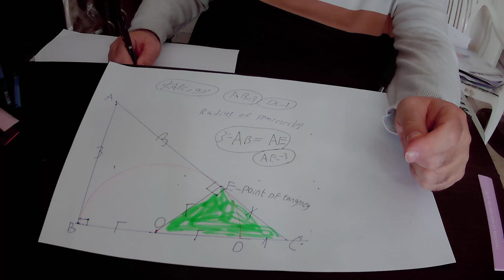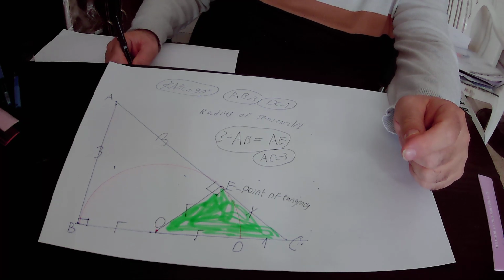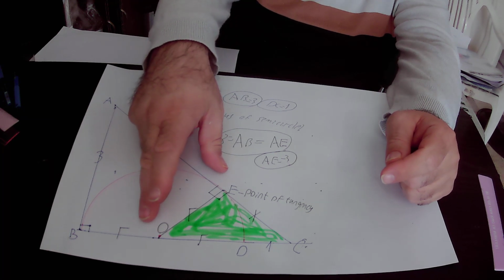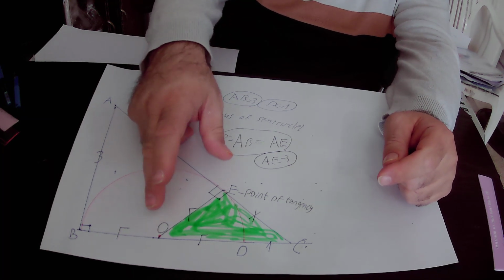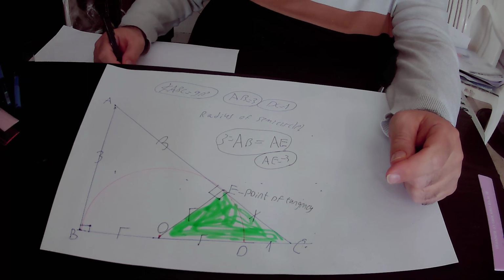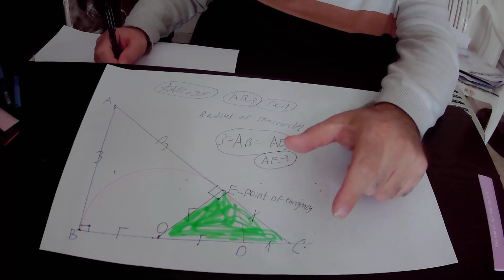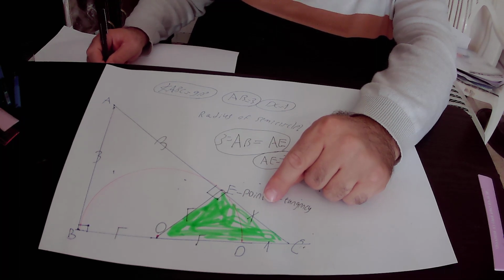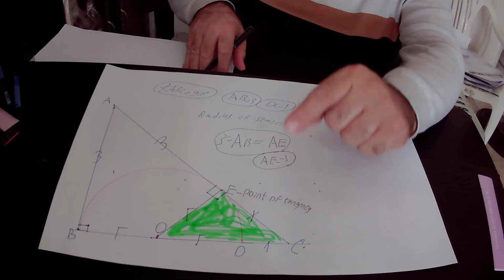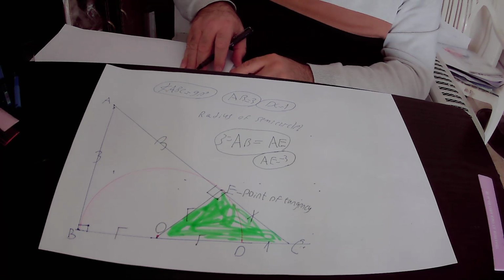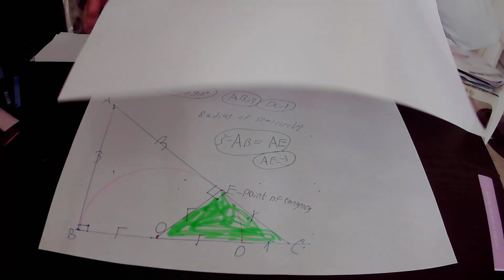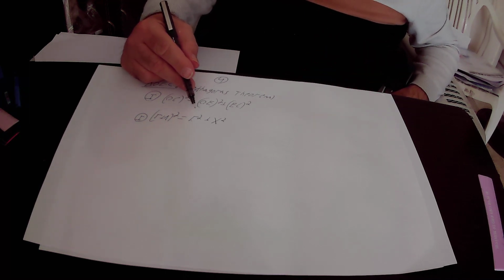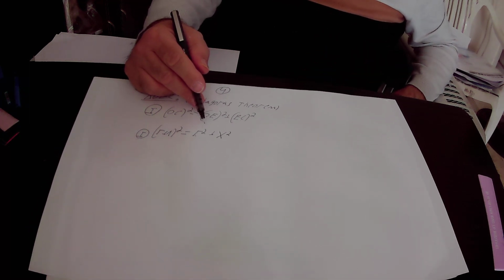Therefore, OC square will be equal to (R plus 1) square, and it equals OE square plus EC square. OE equals R, so OE square will be equal to R square, and EC equals x, so EC square will be equal to x square. So in total, we got that (R plus 1) square equals R square plus x square.